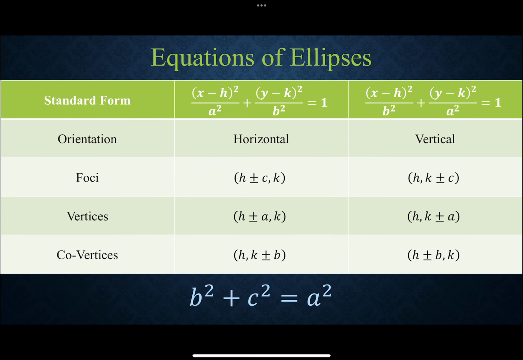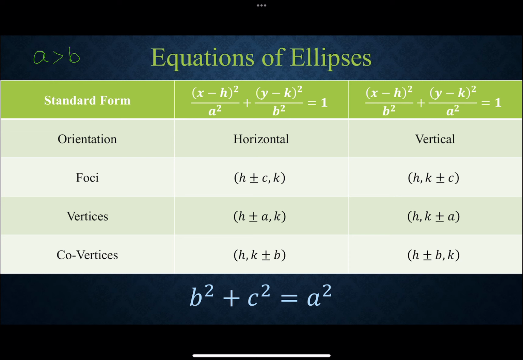As for your equations, whether it's going to be horizontal or vertical, again, elongated horizontally or elongated vertically, it'll be this format right here. It's always going to be (x minus h) squared and (y minus k) squared as fractions adding together to equal 1. The question is where a versus b is going to go, because a is always bigger than b, because a is part of the major axis and b is part of the minor axis.